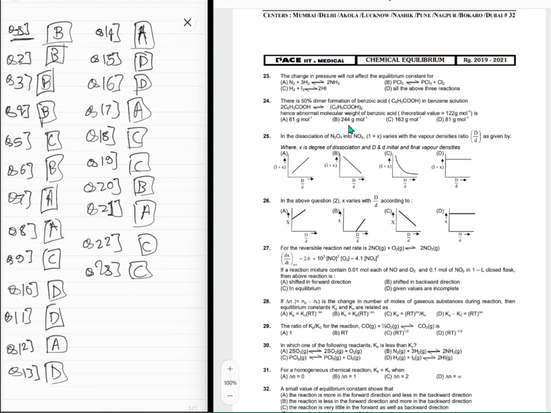Hence, abnormal molecular weight of benzoic acid. I don't understand why you want theoretical values of 1 to 2 gram per mole. Why would that even matter? What happens when it converts to dimer? Does the weight of the whole reaction stream decrease? No, right? And you still consider the same.